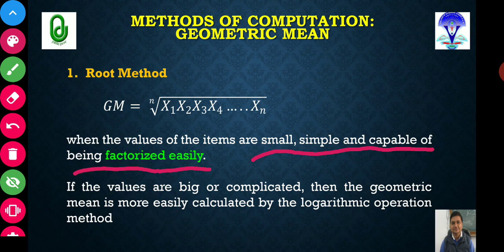If the values are big or complicated, then the geometric mean is more easily calculated by the logarithmic operation method. So there are two methods: first the root method and second the logarithmic operation method. When your data is simple and easy to factorize, we use the root method. But if your data has values which cannot be factorized easily, or you have a big amount of data, then we go for the logarithmic operation method.